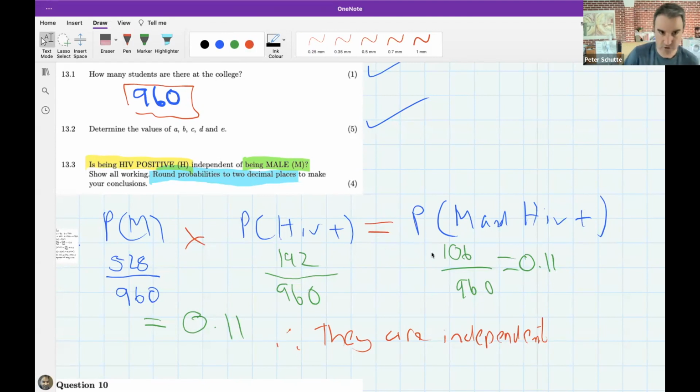Okay, so it is possible. In this case, what that's saying is whether or not you're male or female doesn't affect your chances of being HIV positive or negative, right? So the data is saying they're independent. Gender and status are independent of each other. The one doesn't give you any information about the other.